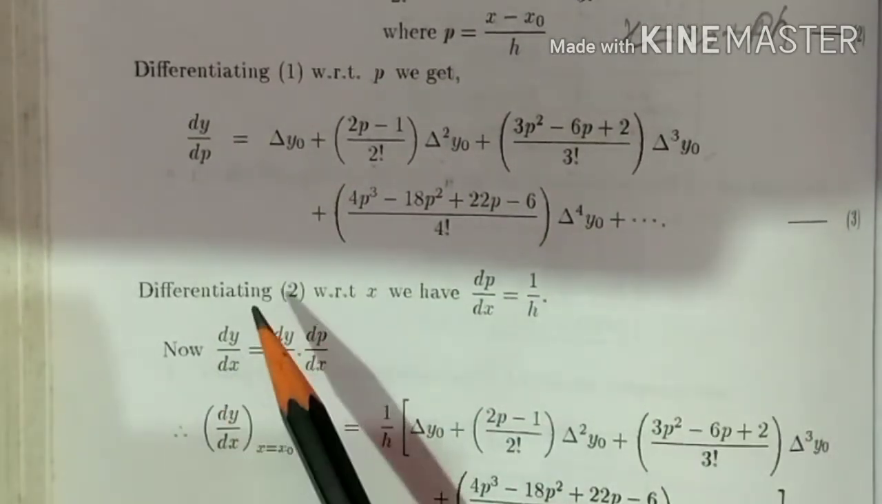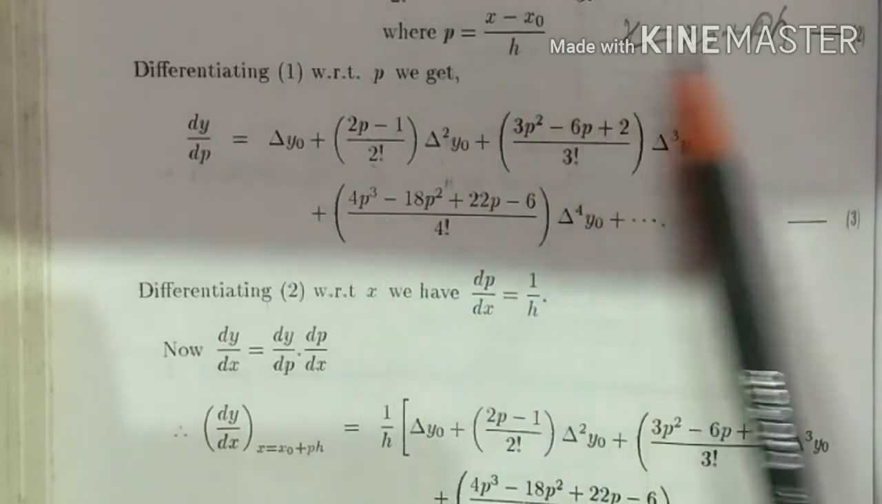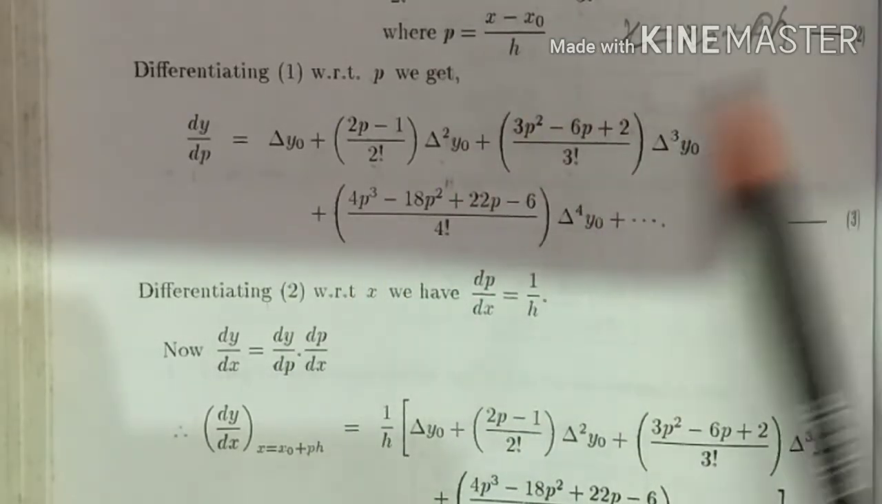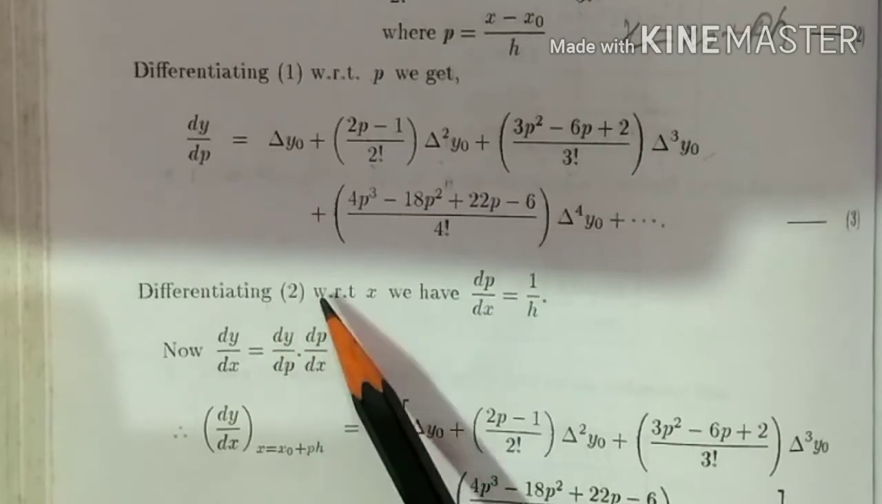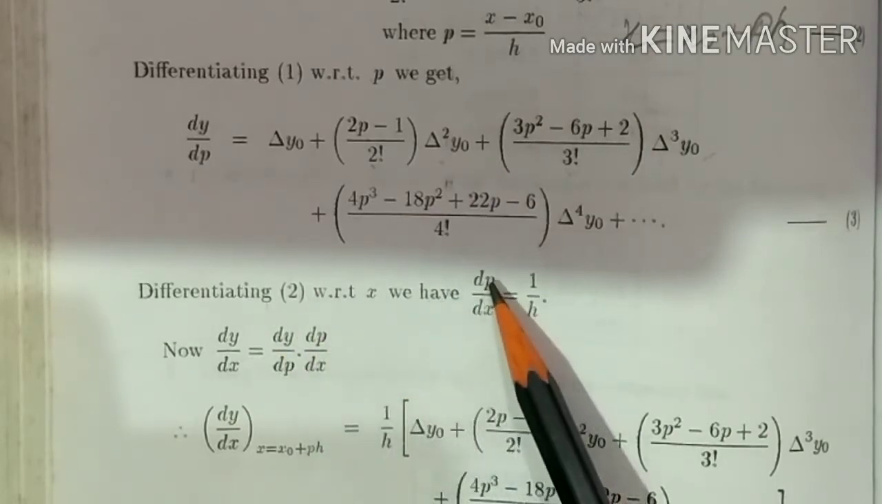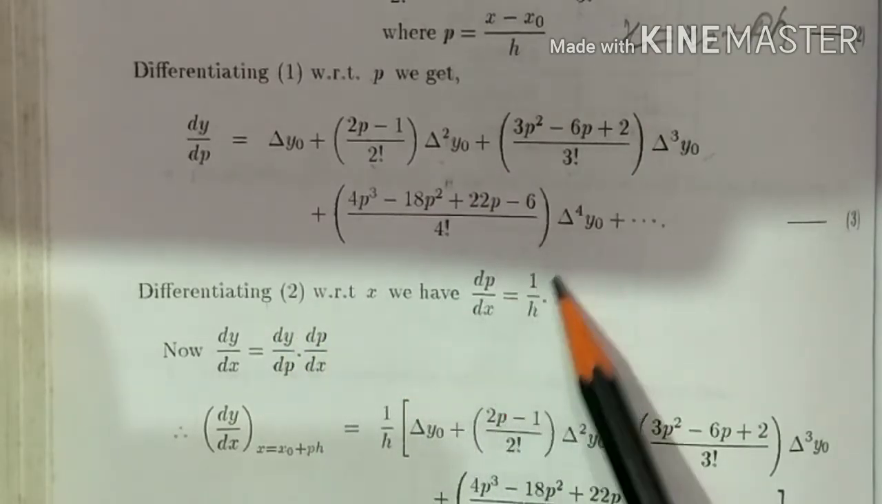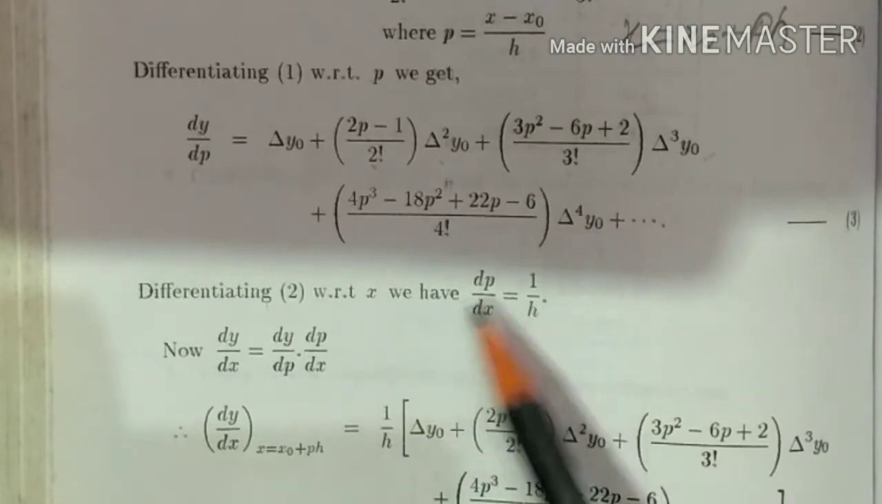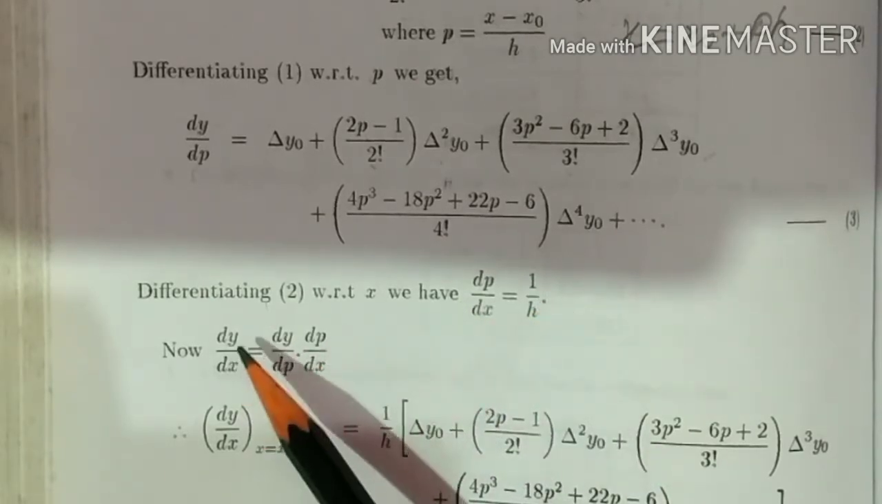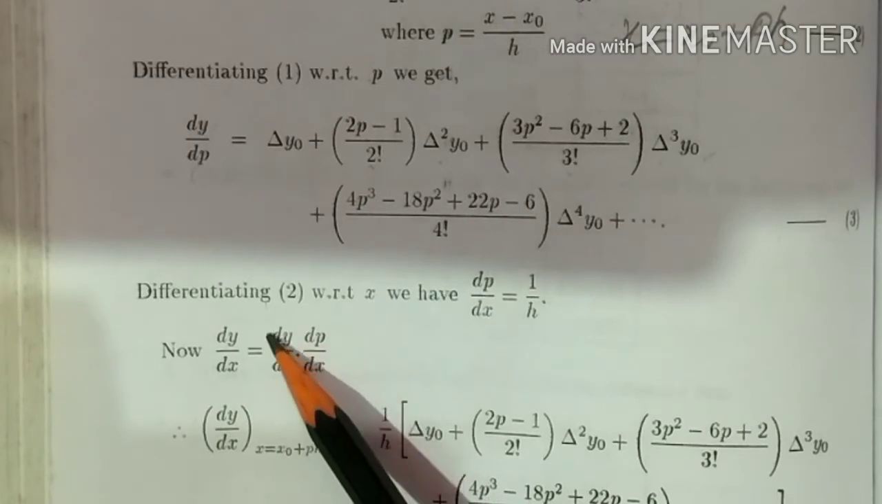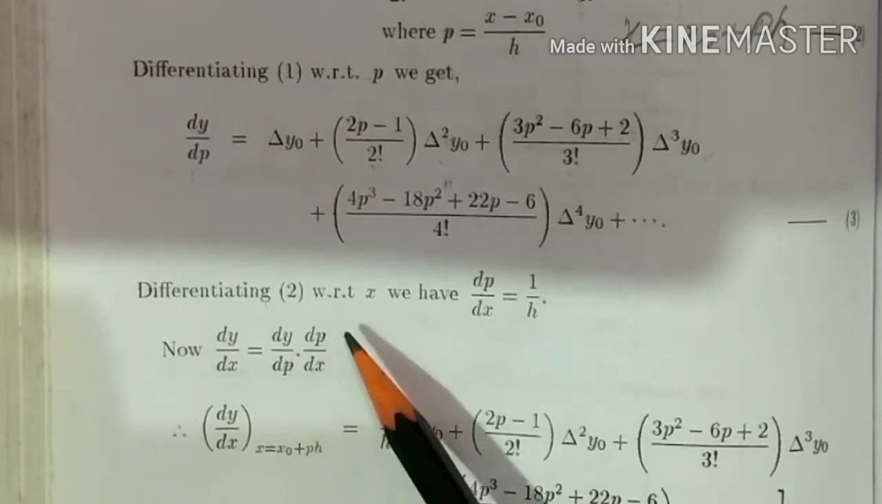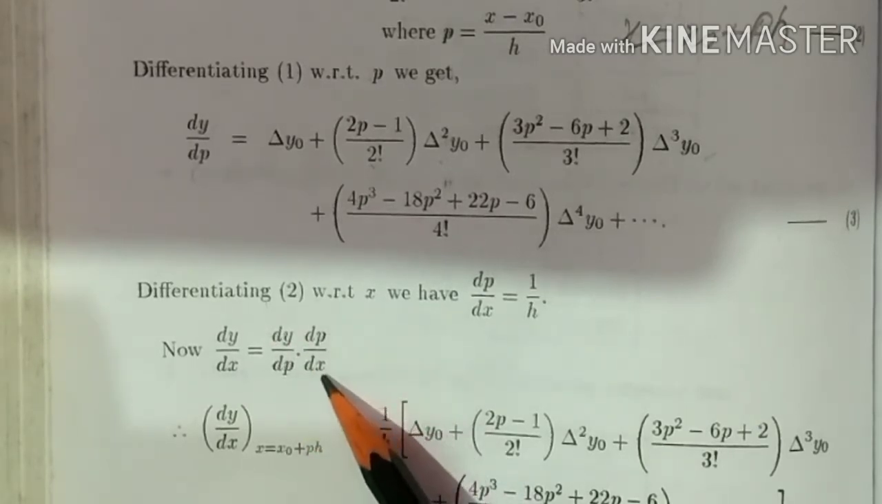Now differentiate equation 2. Differentiating equation 2 with respect to x, we have dp upon dx equal to 1 by h. Now our motto is to find dy upon dx, so dy upon dp into dp upon dx.